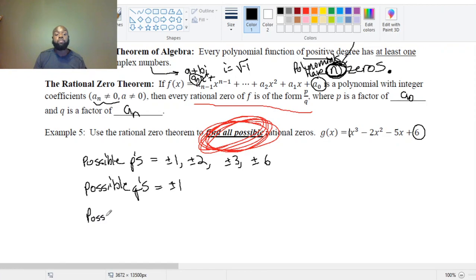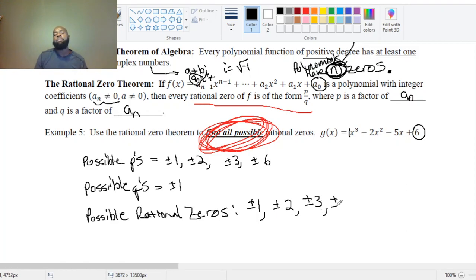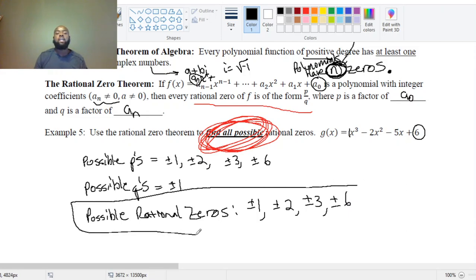My possible rational zeros are going to be taking all of these values of p and dividing them by all of my values of q. So I'm going to take this first value of p, which is plus or minus 1, and divide it by plus or minus 1. When I divide anything by 1 or negative 1, it becomes the positive or negative of itself, so it's going to be plus or minus 1. I take my next value of p and divide it by q, and I get plus or minus 2. The same thing happens for plus or minus 3 and plus or minus 6. So these are all of my possible values of my rational zeros.